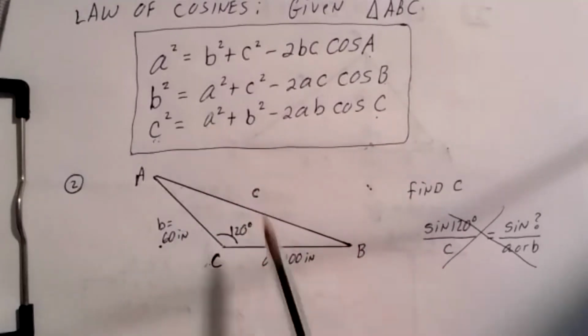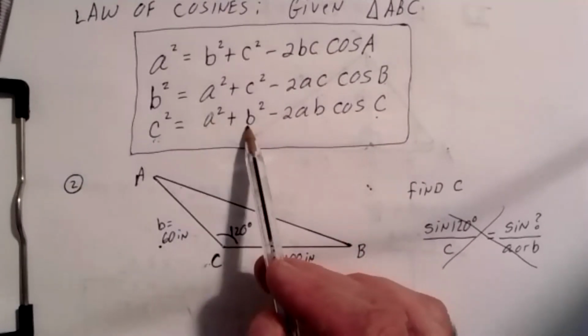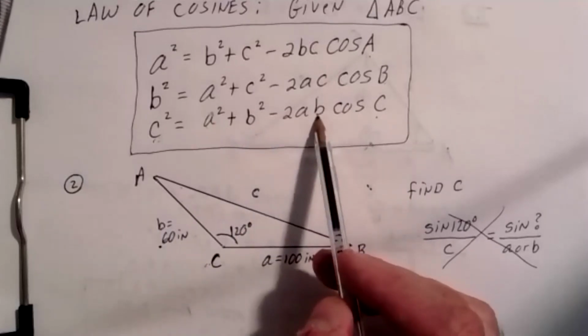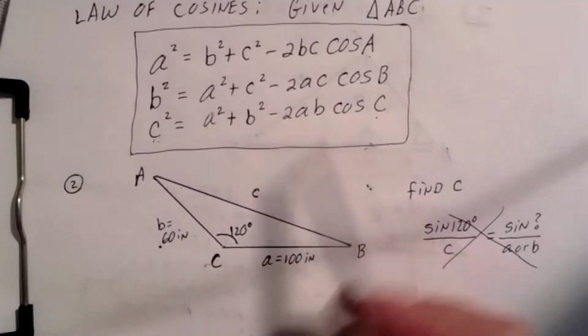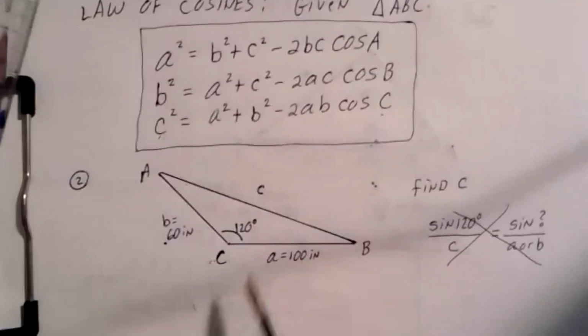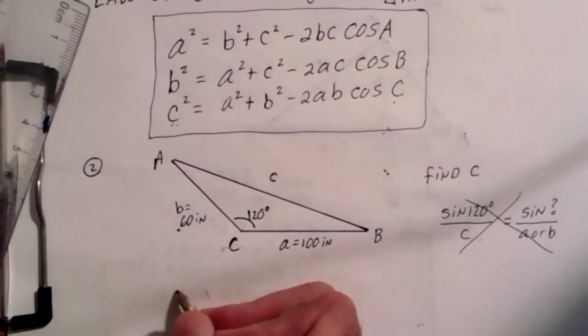So in for A, we drop in 100 inches. In for B, we drop in 60 inches. For angle C, we drop in 120 degrees. So let's set up the third equation for the law of cosines.